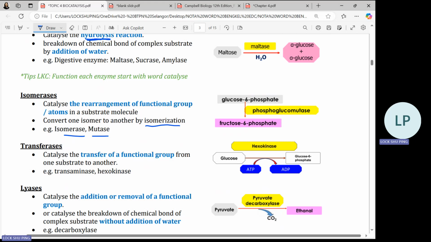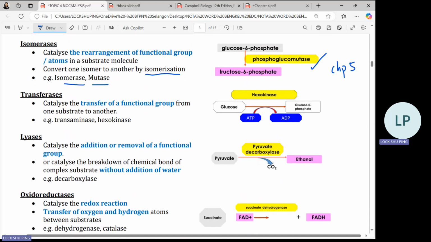Another example of the isomerase is phosphoglucomutase, which rearranges glucose 6-phosphate to fructose 6-phosphate. This happens in chapter 5, where we are going to see this particular enzyme again.